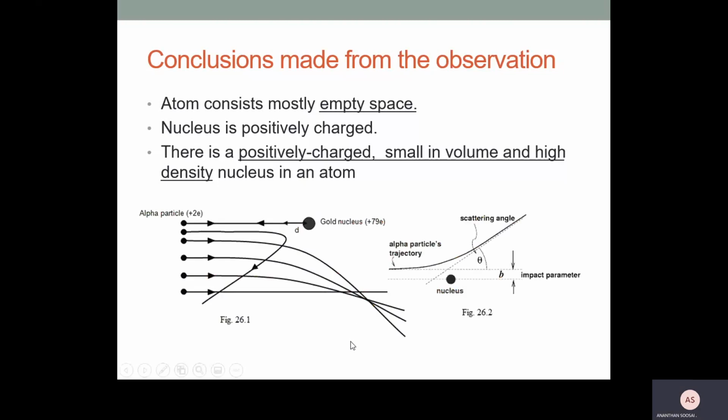So this is the angle of deflection. I remember, sorry, I made a mistake. This is the angle of deflection, not this one, the smaller one. And this is, don't touch the nucleus.